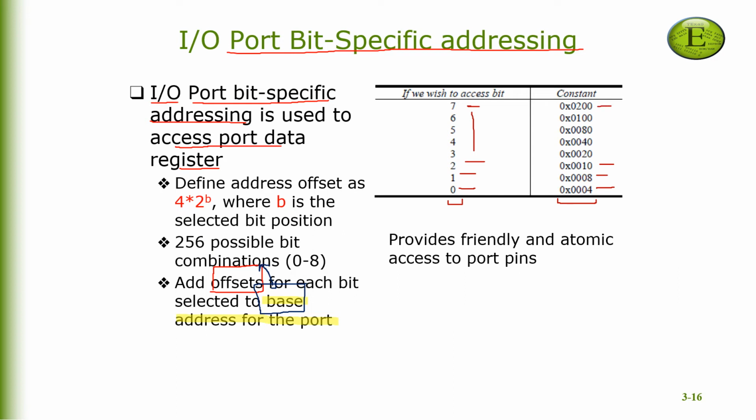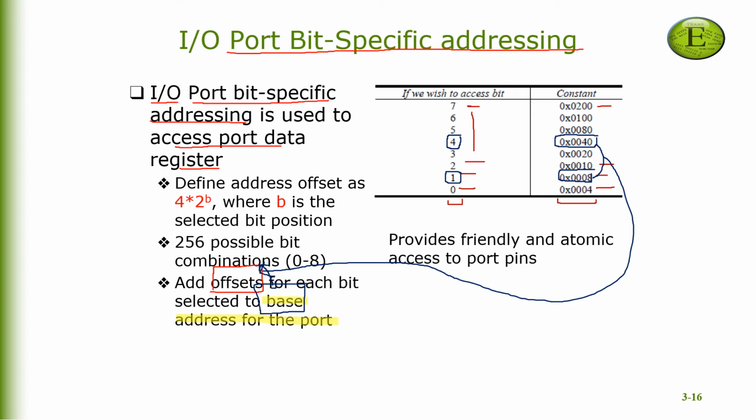What's more interesting is that we can be selective in a way that we may be interested in a subset of bits. So for instance, if we are interested in reading data from pin number 1 and pin number 4, then there is a combined offset, that is hex 0040 and hex 0008. The sum of the two will be the offset that needs to be added to the base address.